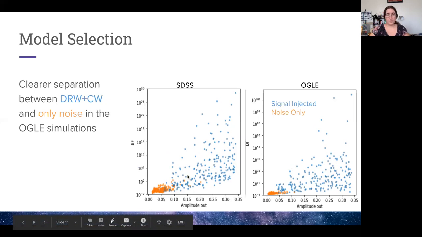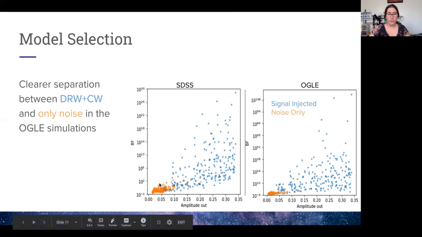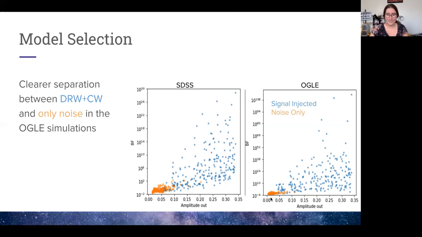But one good thing to notice is that for the left-hand plot, which has the less densely sampled light curve, so there's fewer data points, there's more of an overlap in the noise-only points and the signal points. But once we get more and more data, it gets a lot easier to separate out only the noise versus noise plus the signal. So this is good.